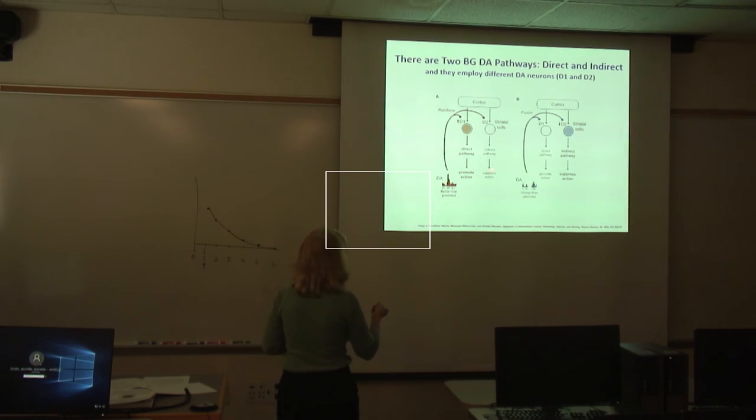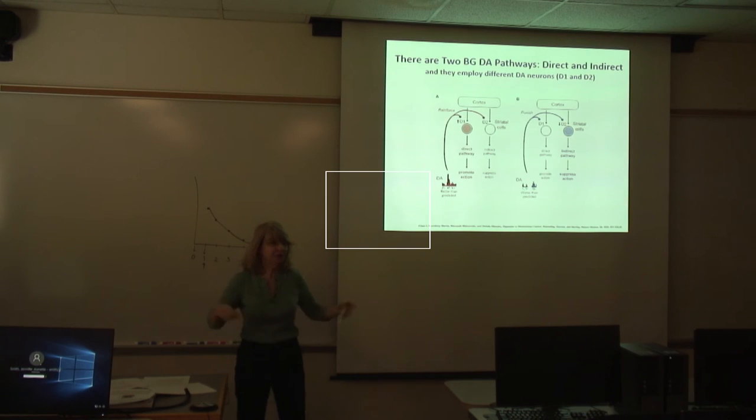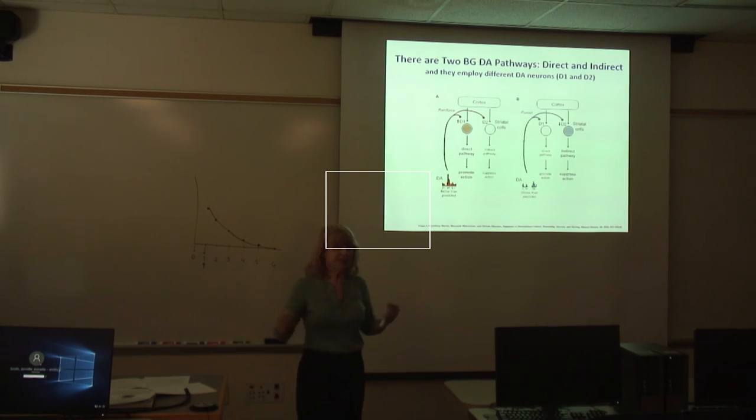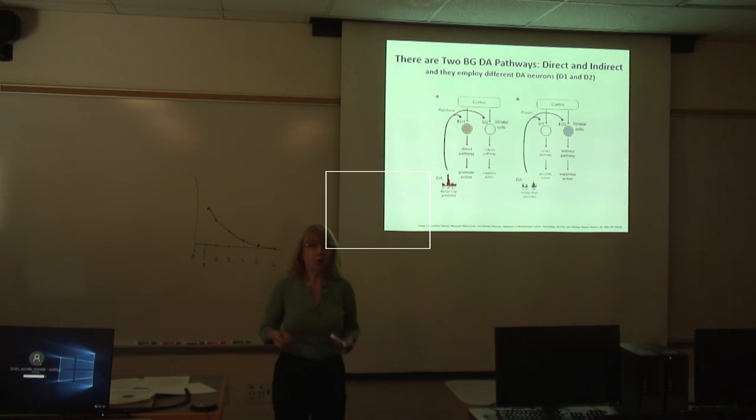It turns out that if the reward was better than predicted, the direct pathway fires. And the dopamine neurons get all excited, and they send their action potentials everywhere, and they have synapses releasing dopamine, and you feel really good. So that's the direct pathway.